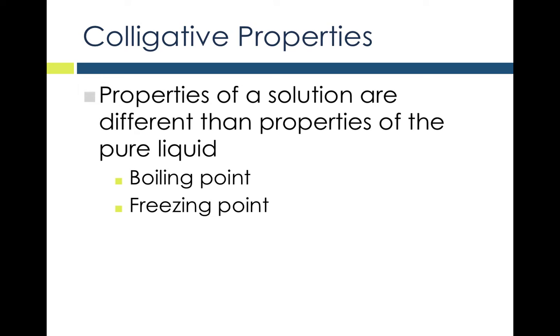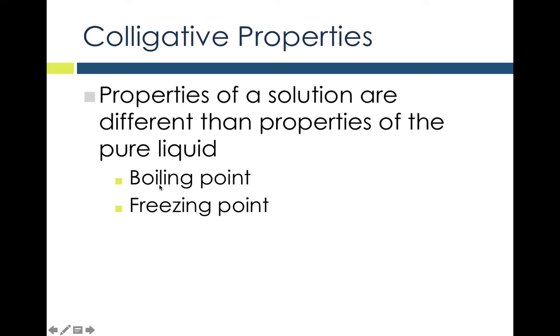Now what colligative properties means is that if I compare, say for example, the boiling point of just pure water and the boiling point of salt water, they're going to be different. Pure water boils at 100 degrees Celsius, and salt water is going to actually boil at a different boiling point compared to pure water, and that just simply adding the salt and making water a solution made its properties different.